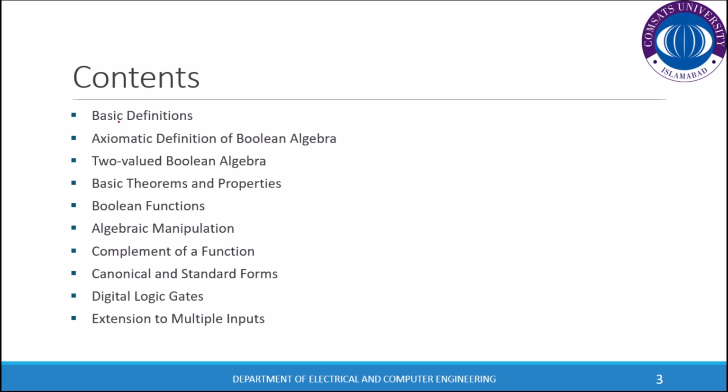In this chapter, we'll discuss the basic definitions of Boolean algebra, two-valued Boolean algebra, basic theorems and properties, Boolean functions, algebraic manipulation, complement of a function, canonical and standard forms, digital logic gates, extension to multiple inputs.